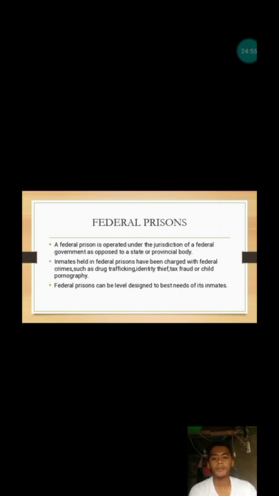So the federal prison is operated under the jurisdiction of a federal government. This includes those who are doing such crimes like drug trafficking, identity theft, tax fraud, or child pornography.